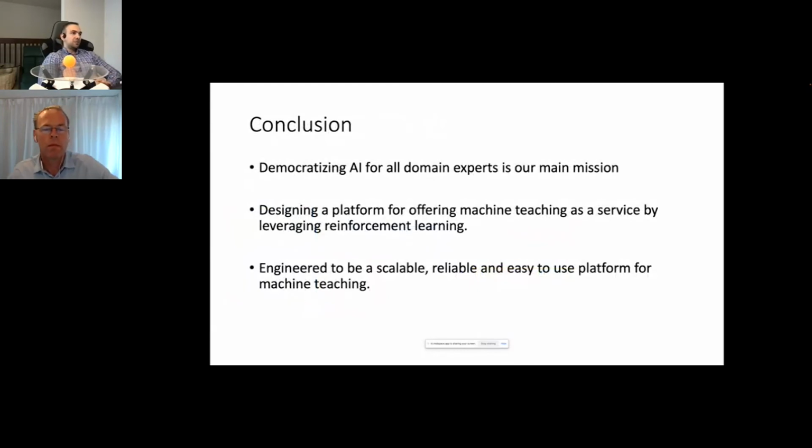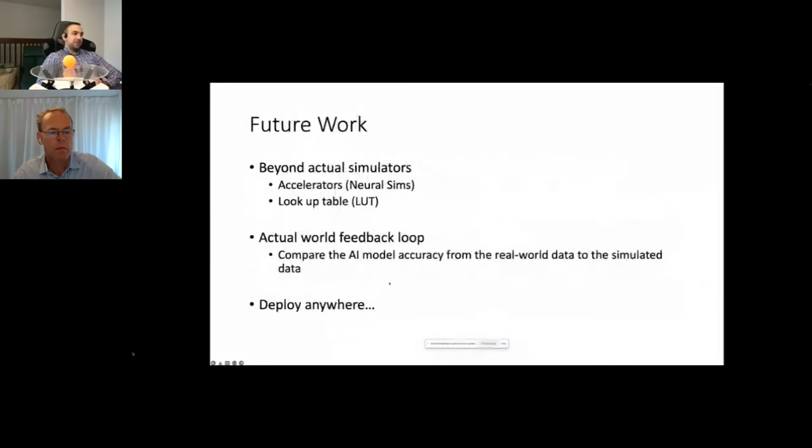So in conclusion, we just wanted to democratize AI for the maximum number of domain experts that can be using it. We designed a platform that offers machine teaching as a service, leveraging reinforcement learning. For engineering, we made sure it was scalable, reliable, and easy to use. The technologies under the hood we used are cloud computing, Kubernetes for container management, and finally, Azure IoT for deployment models.